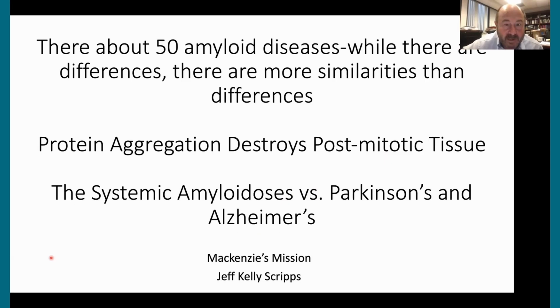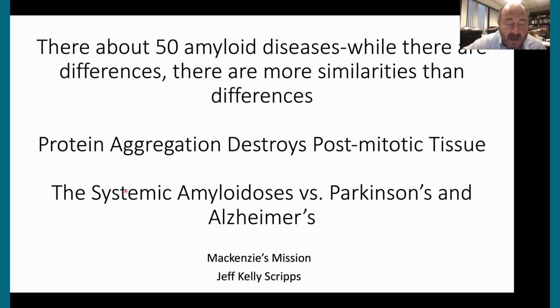I'm Jeff Kelly at Scripps, and what I'd like to do today is to give you an overview of amyloid diseases. So let's just start out by saying that there are about 50 human amyloid diseases, and while there are differences between them, I would argue that there's a lot more similarities than differences. And what you should take home as a given is that protein aggregation destroys tissues that don't easily regenerate. That's the main underpinning of human amyloid diseases.